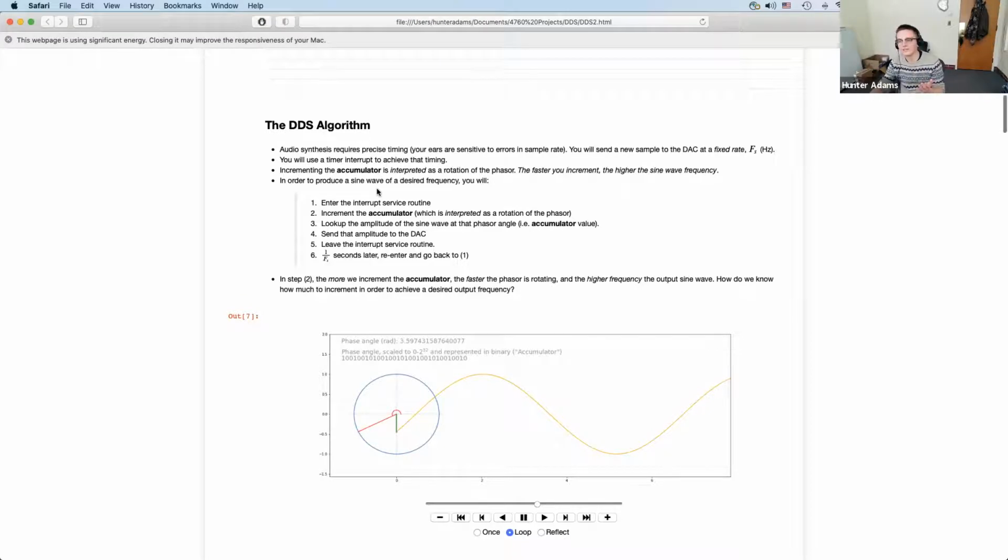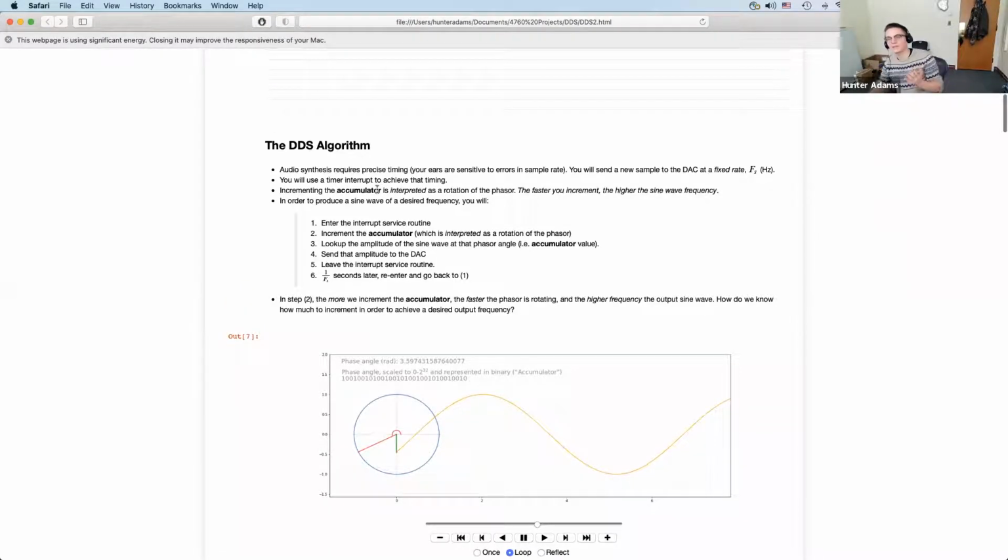So you enter the interrupt, rotate the phasor, look up the sine amplitude and send it to the DAC, and leave the interrupt. And then you do it again. And the question is, as we talked about, the more you add to that accumulator every time you enter the interrupt, the faster that phasor is rotating and the higher the frequency of the sine wave. So the obvious question is, for some desired output frequency, what's the correct amount to add to the accumulator every time you enter the interrupt? And that's what the direct digital synthesis algorithm tells you. It tells you precisely how much to add to that accumulator every time you interrupt to get an output frequency that you desire.